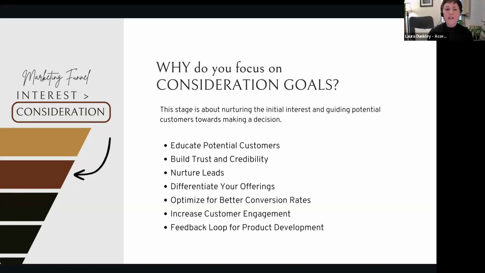Differentiate your offerings. Why? For sure, differentiate between your own offerings and what's out there.